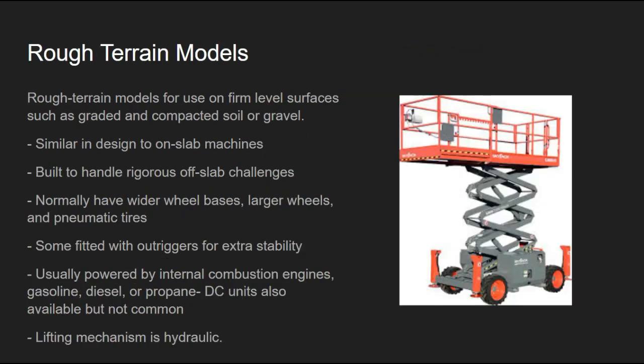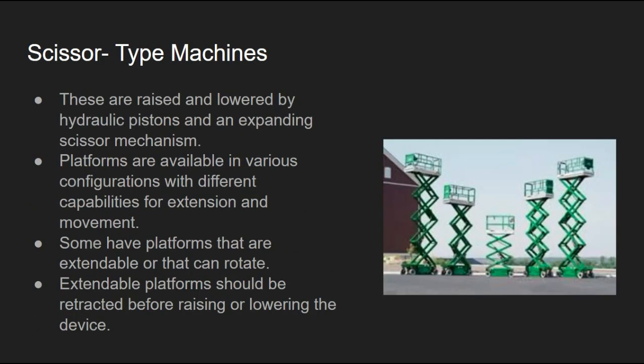And then you have the rough terrain models. They're used on firm level surfaces, graded or compact soil or gravel. They're similar to the design of the on-slab machines, but they're built to handle rigorous off-slab challenges. Normally they have a wider wheelbase with larger wheels and pneumatic tires. Some are fitted with outriggers for extra stability, usually powered by internal combustion engines, gasoline, diesel, or propane. Battery units are also available, but they're not so common. And the lifting mechanism is hydraulic.